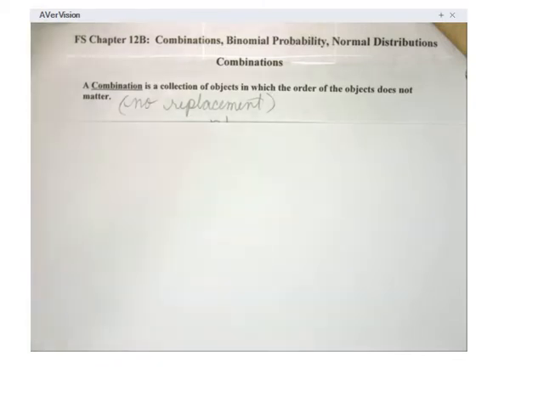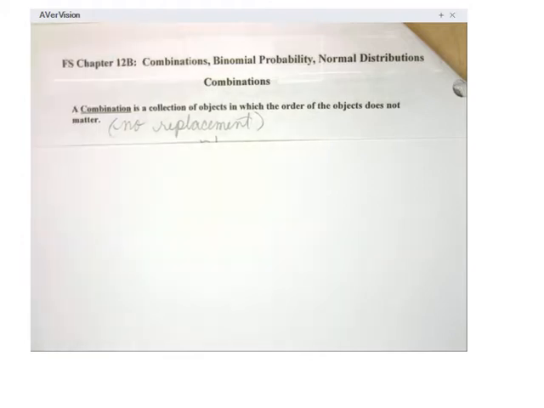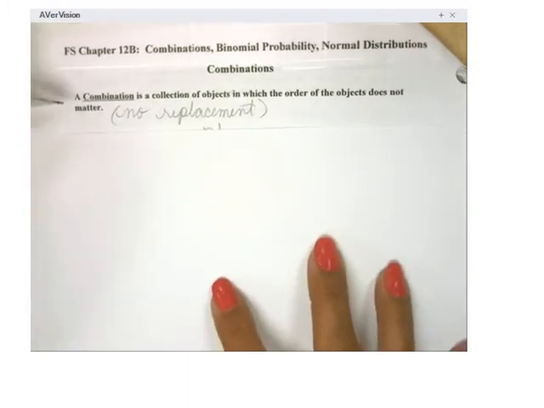In the second part of Chapter 12, we're going to be looking at combinations, binomial probability, and normal distributions. All these are very important ways of determining some probability, and different from the first section that was more with simple probability. Now, we'll start out with a definition of what a combination is.